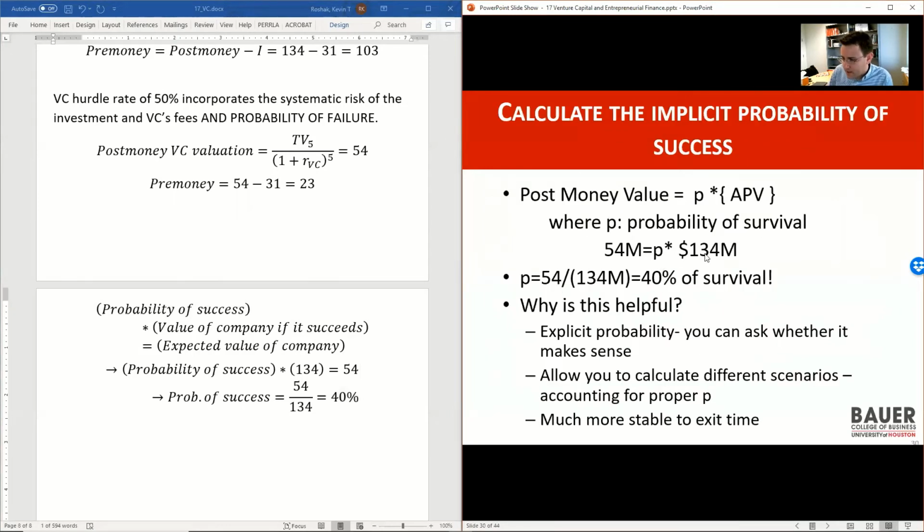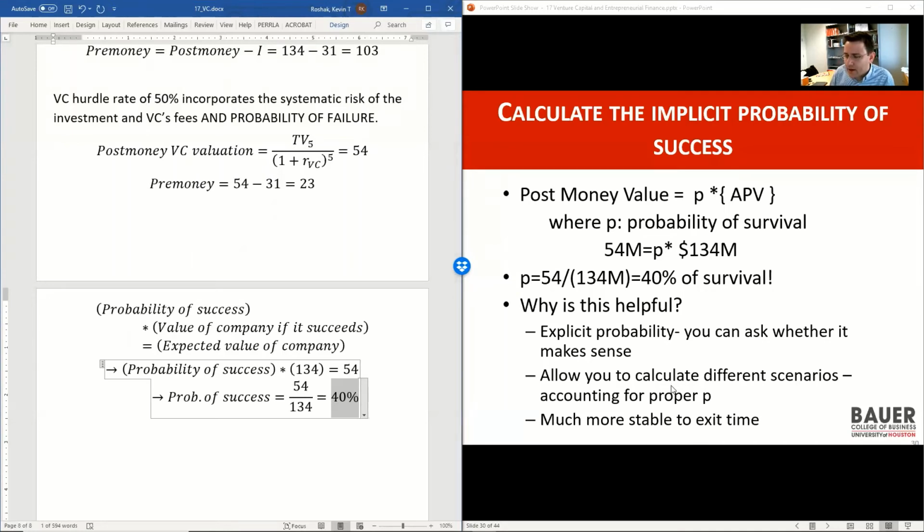This is all spelled out in the slides here. We get a 40% probability of survival. It's helpful to get this explicit probability. If you're negotiating with the VC, you can negotiate on that term. You can say, does this make sense? Is the probability of actually making it higher than 40%? If the VC is kind of lowballing me with an offer, then this probability of success is going to be too low. And I should push back and say, this probability is too low. You should give me a higher valuation to reflect my actual chance of success.